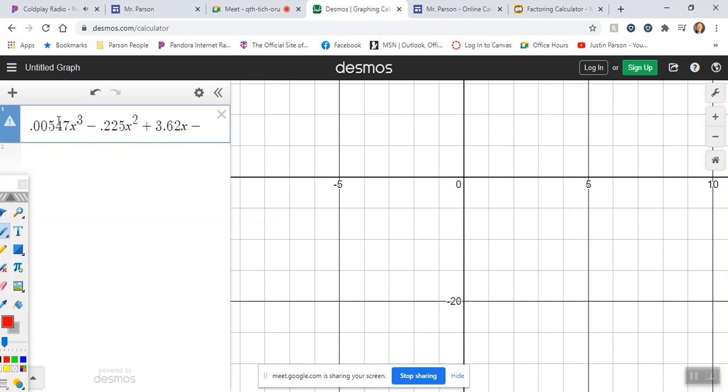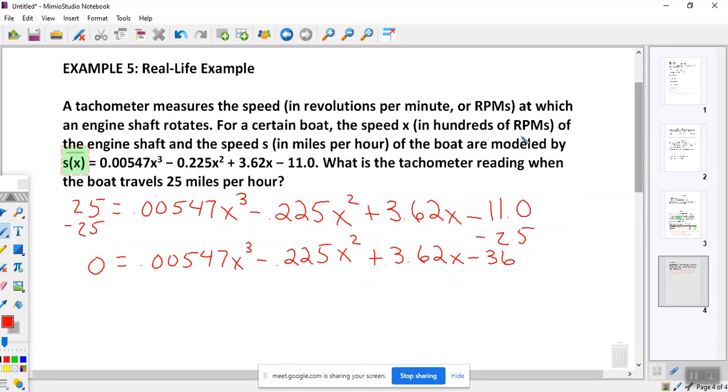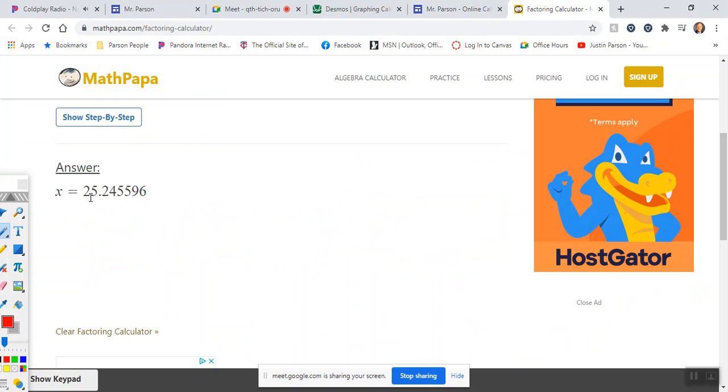minus how much? Okay, I want to go back to my question here, kids, and see what this is really saying. The question is: what's the tachometer reading when the boat travels 25 miles per hour? So right here, x is measured in what, kids? Hundreds of RPM. So when we get an answer on this, we're going to have to times by what value in the end? Okay, Math Papa said what value again? 25.24, which means we'd probably move the decimal 2 to the right, so about 2,524 RPM.